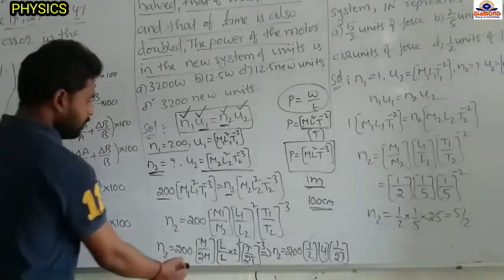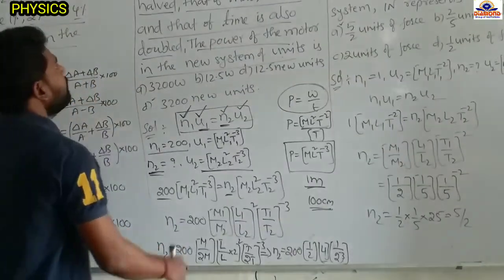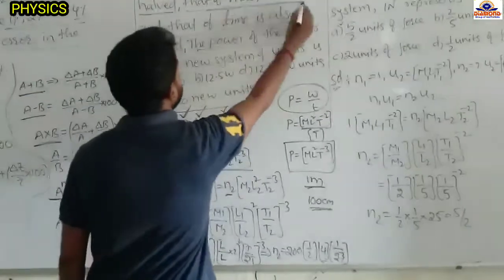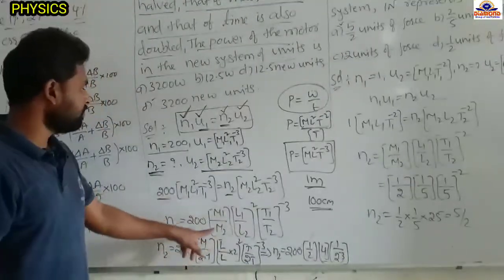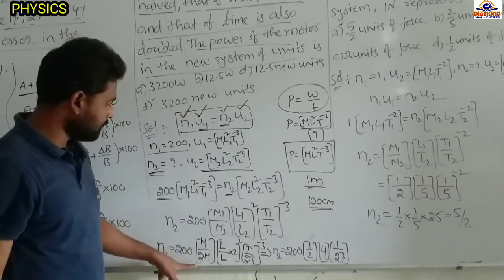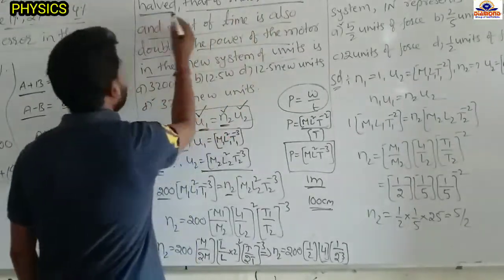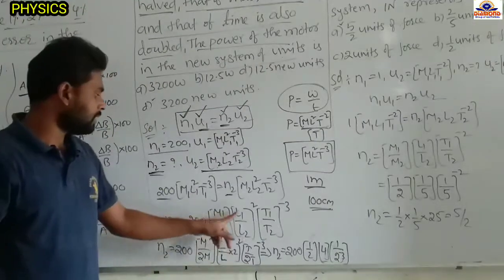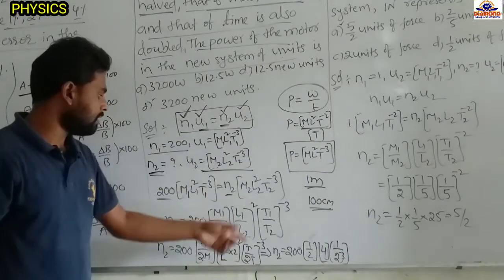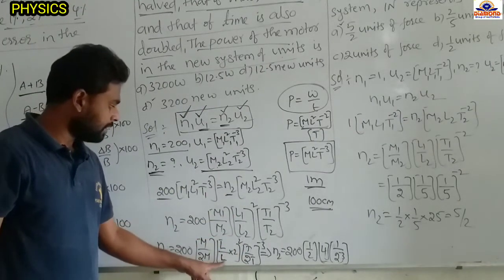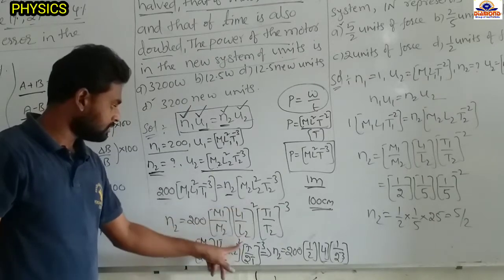Now n2 equals 200 into mass. They have given that the mass is doubled. Initially mass equals m, and in the new system the mass becomes double. About the length, the length is halved. Initially in the given system the length is L, and in the new system the length is halved, L by 2. L by 2 means I write the 2 upside, so the square is there.